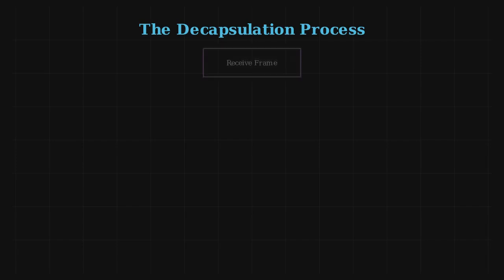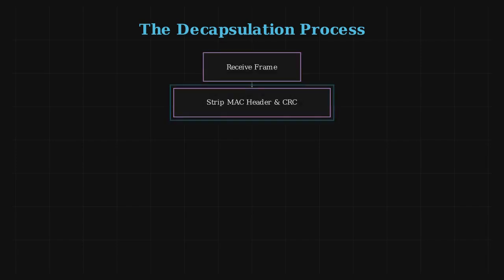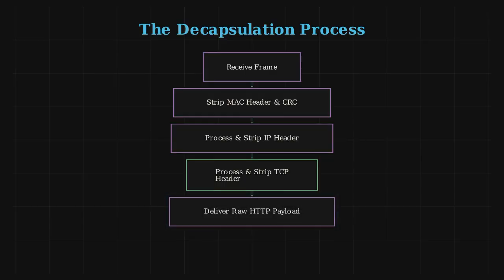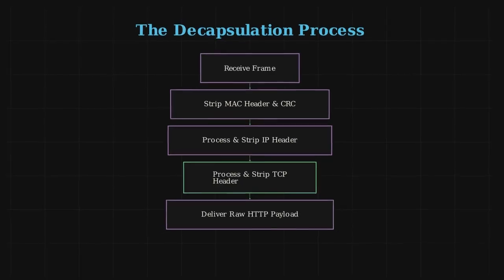When the receiving host gets the frame, it reverses the process, performing decapsulation. It strips away the link frame header, analyzes the IP header at the network layer, decodes the TCP header at the transport layer, and finally delivers the clean, original payload up to the waiting application.